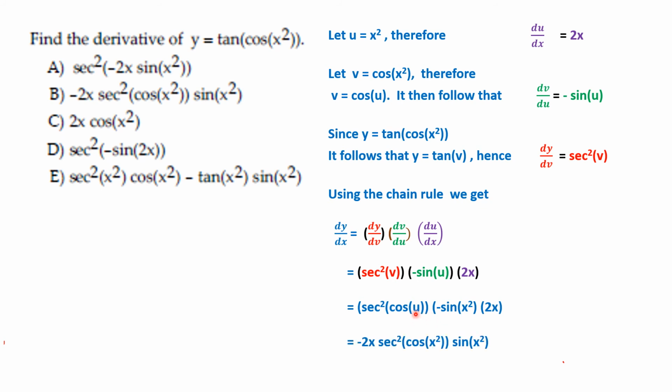The next step is just a rearrangement. We'll take 2x all the way to the left, and we take the negative sign all the way to the left, so this is negative 2x, and then we have sec squared of cosine u. We replace u by its value, so sec squared cosine x squared, and that's multiplied by sine x squared. And this is pretty much the correct answer. So the correct answer matches B. So B will be the correct answer.